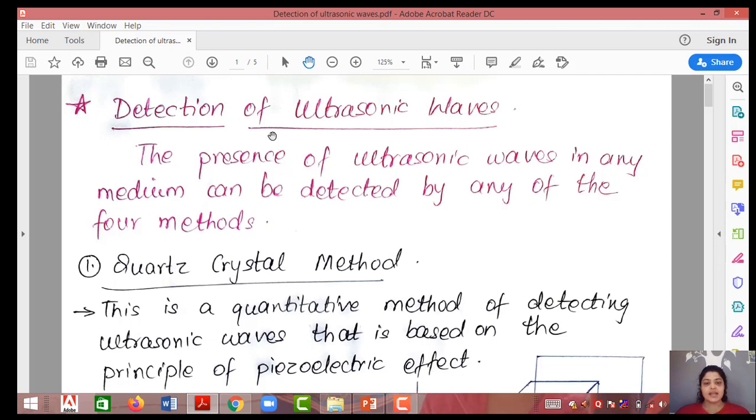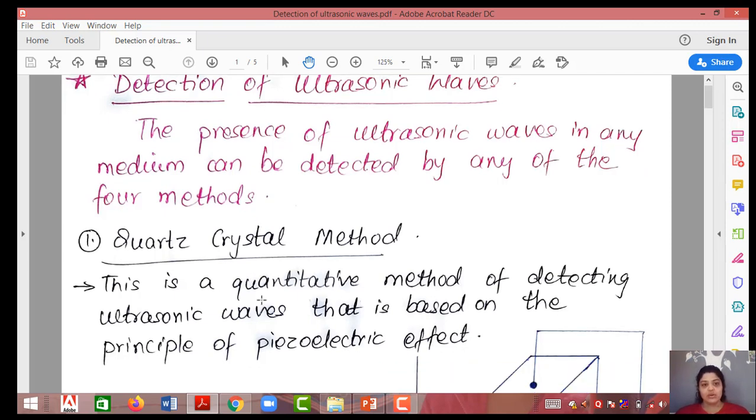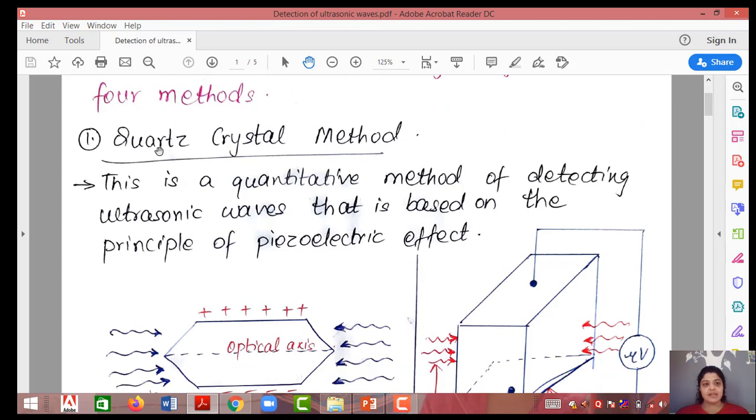Because they cannot be seen, they cannot be heard. So to detect whether ultrasonic waves are present or not, we can use any of the four methods below. So I'll be starting with the first method, that is known as the quartz crystal method. Now this method is based on the piezoelectric effect.